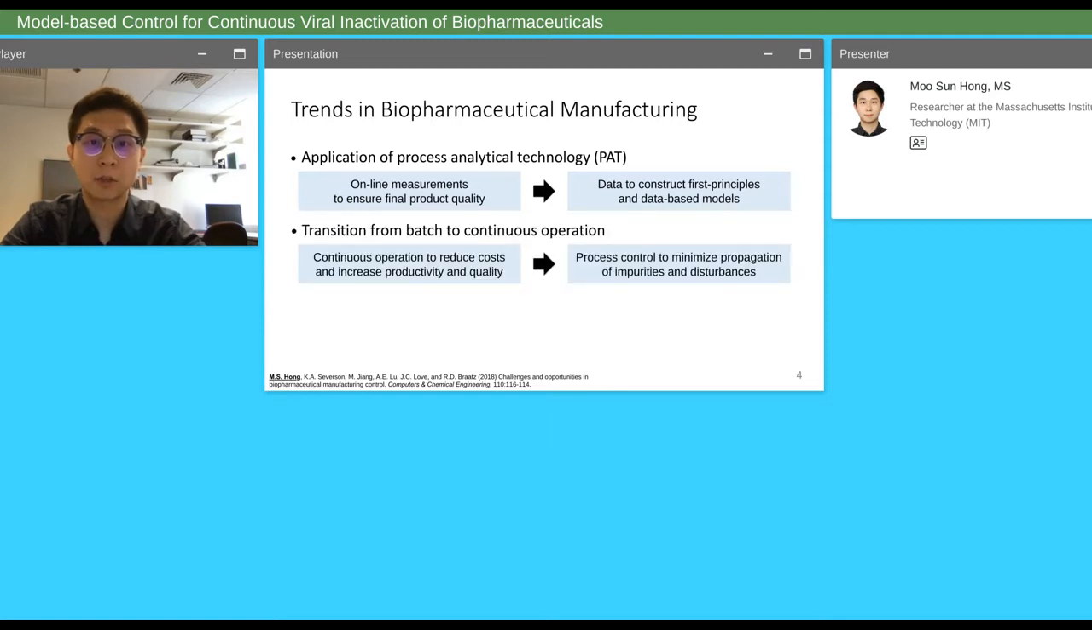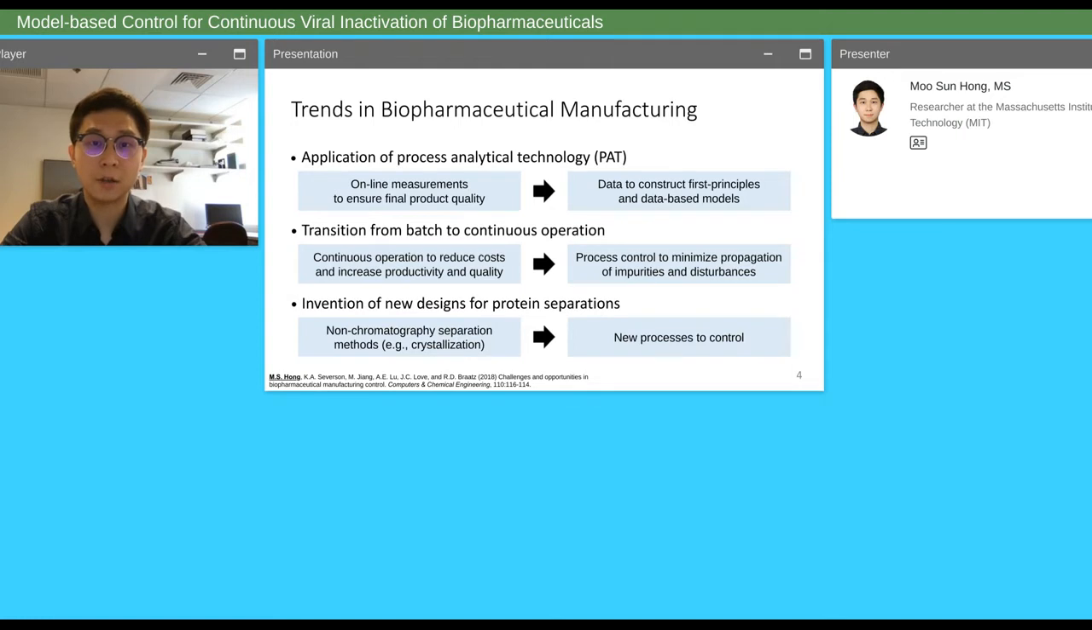Another trend is a transition of many processes from batch to continuous operation. This is for reducing manufacturing costs and increasing productivity and quality. However, the continuous manufacturing processes also provide new process control problems. Continuous processes have to handle the propagation of impurities and other disturbances caused by the tight integration of continuous unit operations.